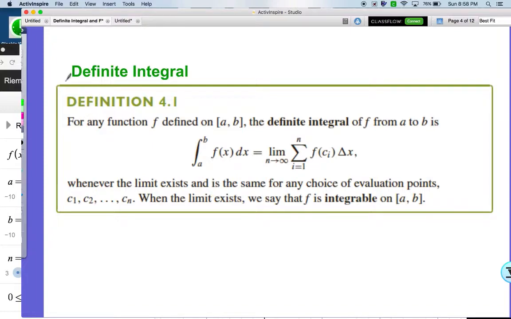So that brings us to the definite integral. We've seen this integral symbol. We've done the indefinite integral. But when you have an a and a b, those are the left and right endpoints, or the limits of integration.